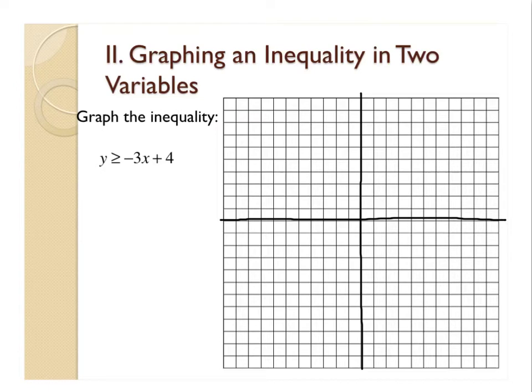We're going to graph the related line y equals negative 3x plus 4. So plot the y-intercept of 4, and a slope of negative 3 over 1, or 3 over negative 1. So negative 3 and over 1. Negative 3, positive 1. Negative 3, positive 1. And all the way down, and all the way up the other way. This time a solid line.